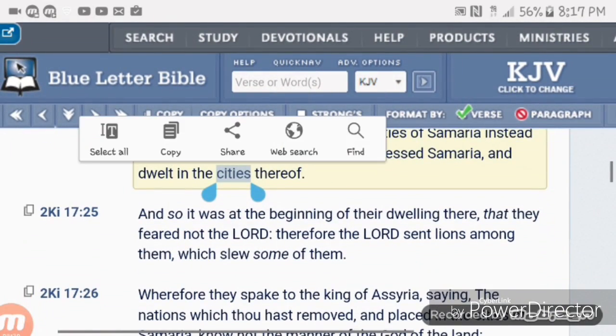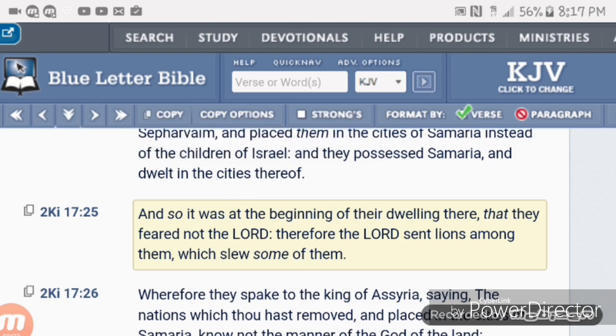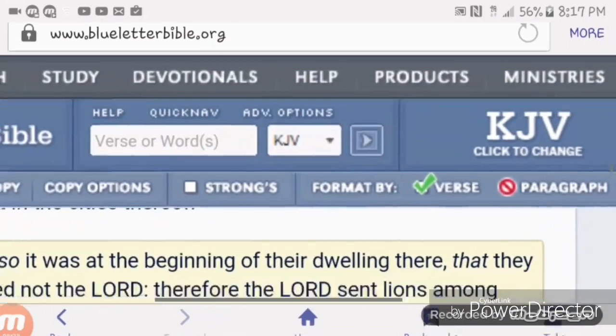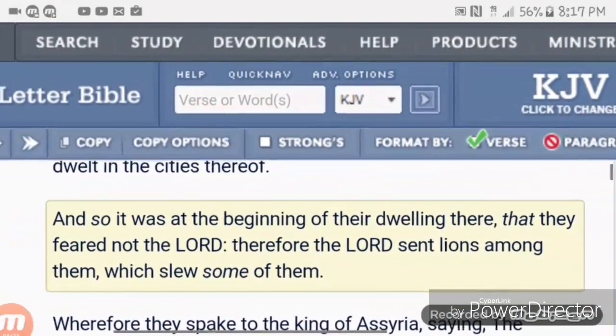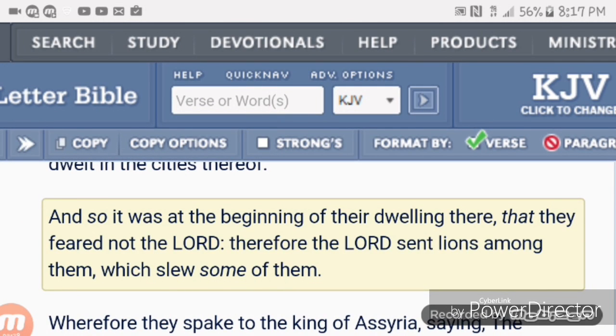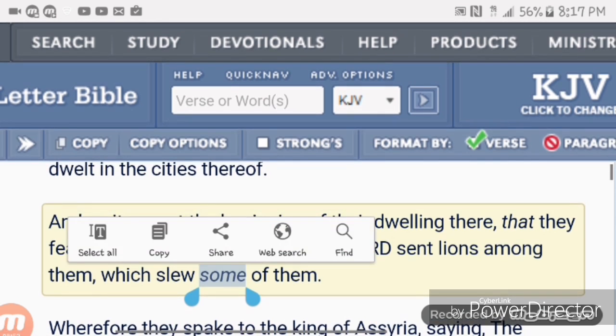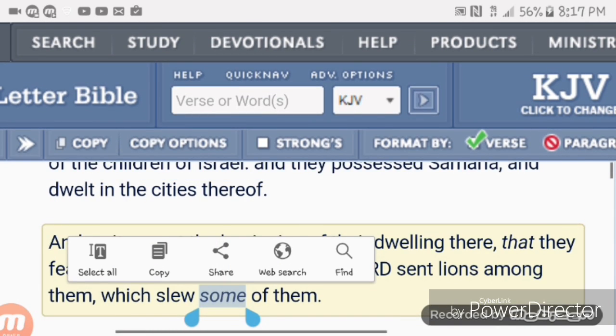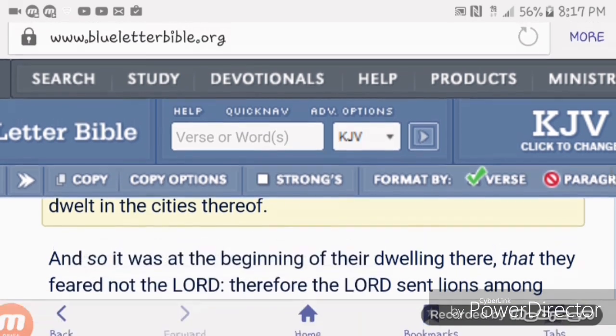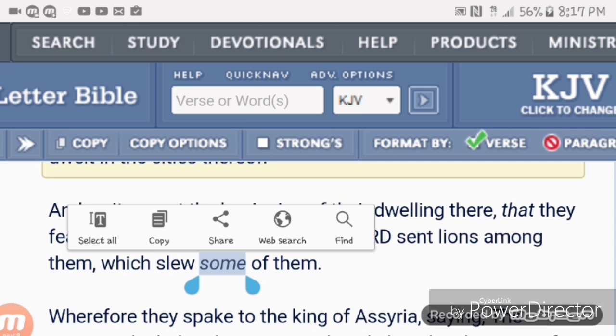In verse 25, it says, "And so it was in the beginning of the dwelling there, that they feared not the Lord. Therefore the Lord sent lions among them, which slew some of them." Keyword, some of them. Not all of them. So you still had those people dwelling there, following after the customs of the Jews.